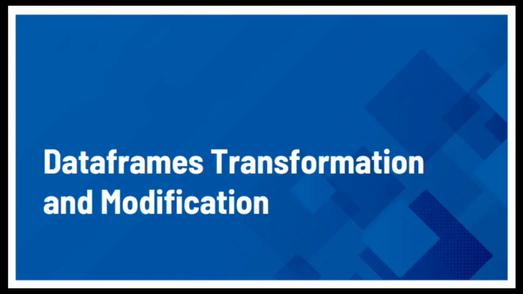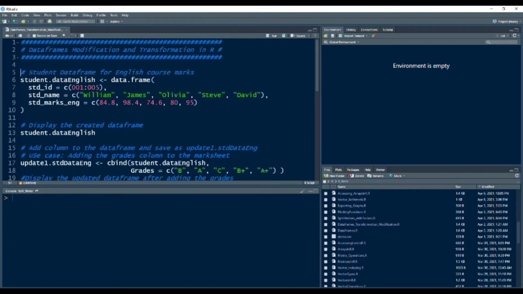Hello and welcome to this lab session. In this lesson we will look at how to modify and update the values of the data frames in R. Here I will first declare the data frame with the name student.dataEnglish. It is the same as the previous ones. Let me create it and print the data frame.